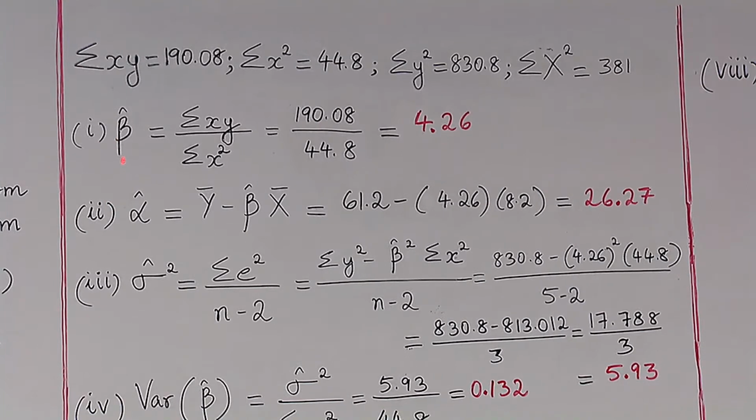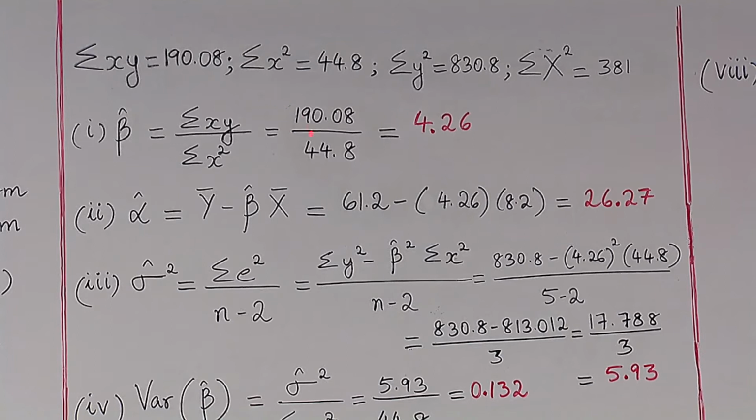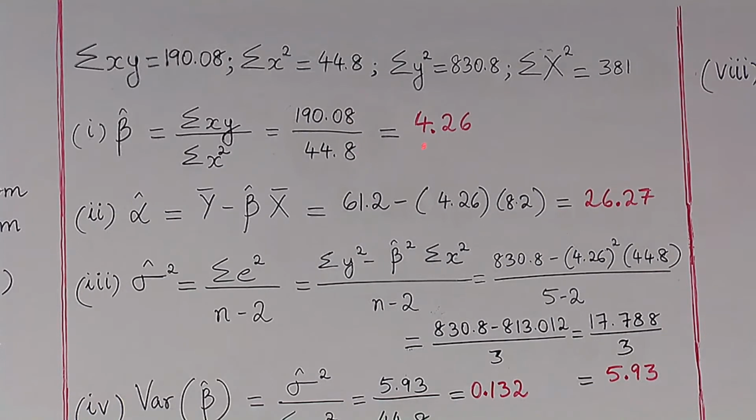The first one is beta hat. As you already know, beta hat is equal to sigma small x y by sigma small x square. We substitute the value for sigma small xy, 190.08. Similarly, we substitute the sigma small x square value, 44.8. When we divide these numbers, we get the answer 4.26. So, here in this case beta hat is 4.26.